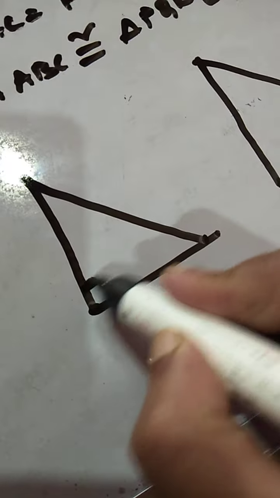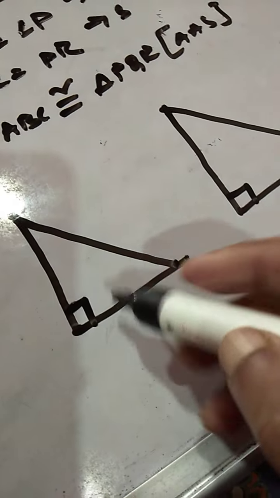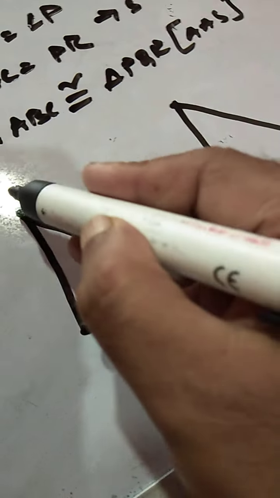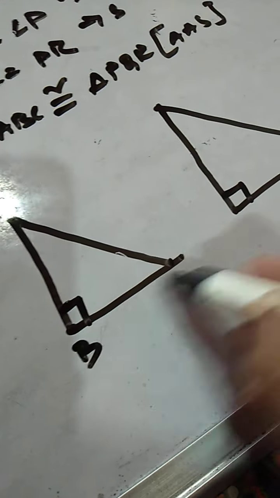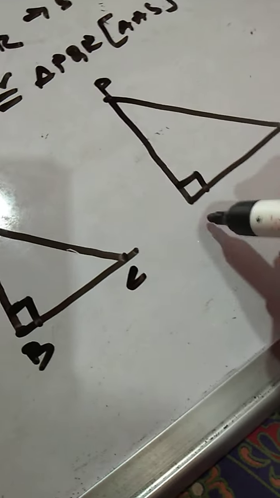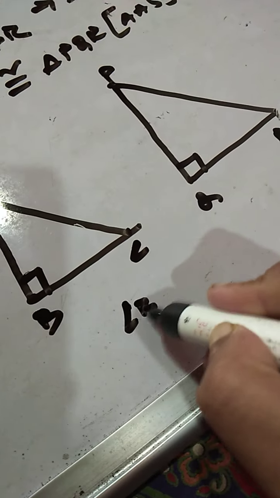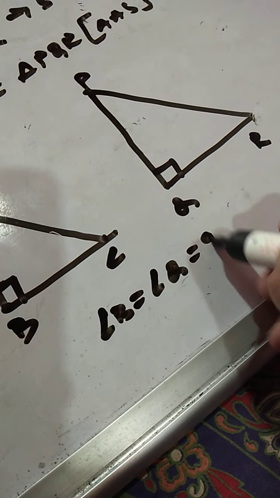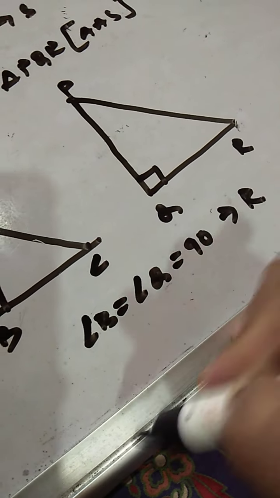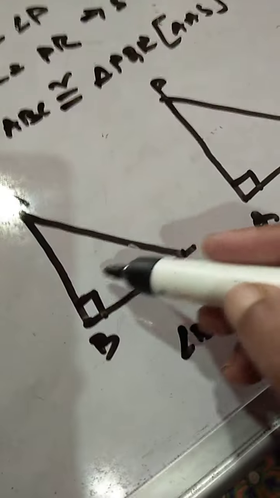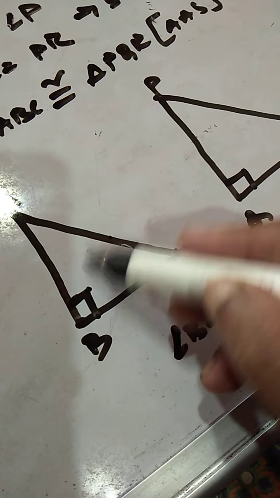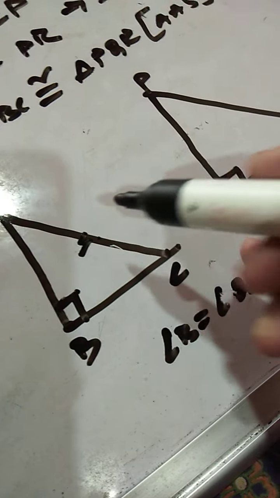So right angle means 90 degrees. So in a right angle triangle, if you see the triangle PQR. Now in the right angle triangle, angle B is equal to angle Q. Why? Because it is 90 degrees. So it is a right angle triangle. Now R is for right angle and H for hypotenuse. Now always remember, the side which is opposite to 90 degrees is termed as hypotenuse.